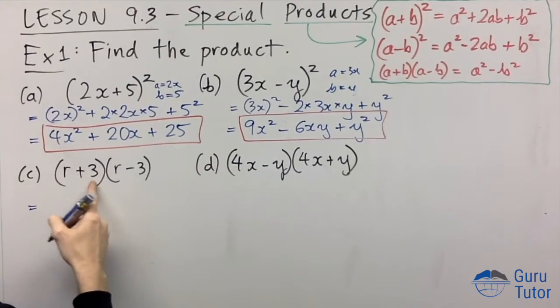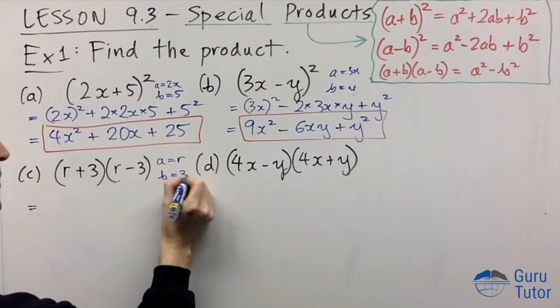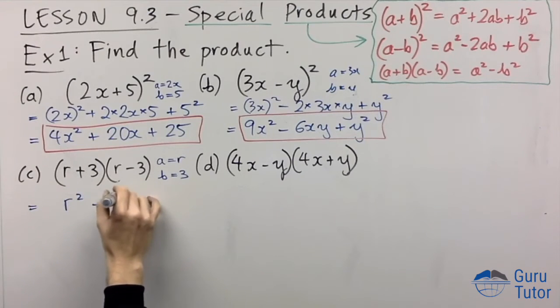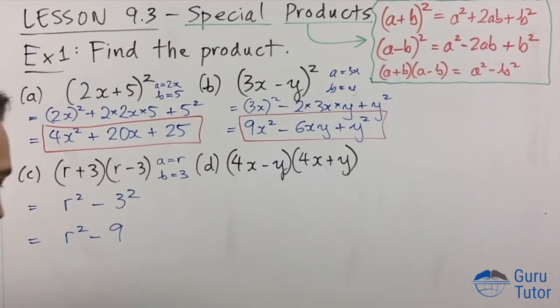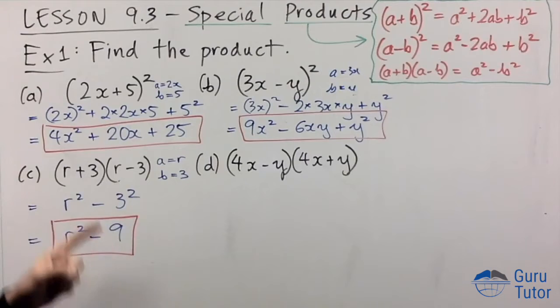So C, what about here? Here we have a plus b times a minus b. Here a is r and b is 3. So it's going to be a squared minus b squared, which is r squared minus 9. Okay, that's the answer there. Again, once you get good, you can just do that in one step. Bang.